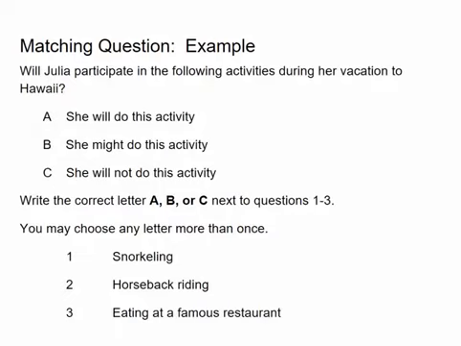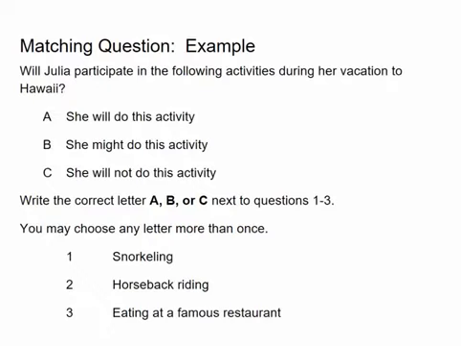And then we get a list of choices. Sometimes these choices are in a box, sometimes just a list like this one. And our choices are A, she will do this activity, B, she might do this activity, or C, she will not do this activity. Okay, so we know that Julia is going to be doing some activities. We have to see about whether she's going to do some particular ones or not. And those activities are the numbered choices below. So number 1, 2, and 3. These are our questions. Okay, so number 1 is snorkeling.